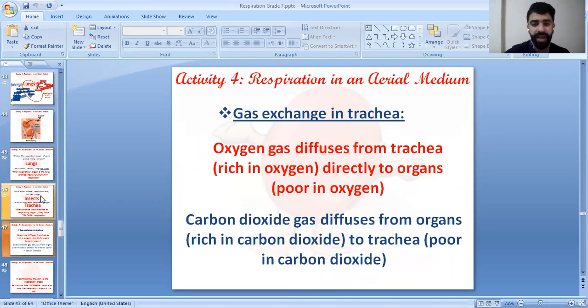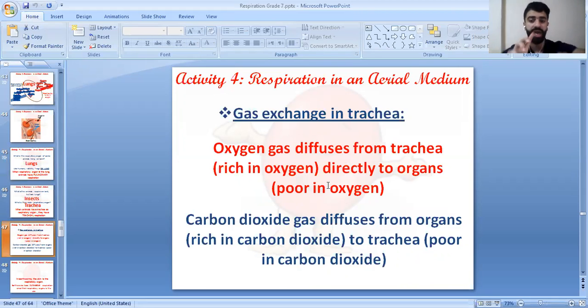So let's continue, please, about the gas exchange. Diffuses. What is the meaning of diffuses, if you remember? Diffuses means moving from a medium of high amount, high value, to a medium of low amount or low value. So oxygen gas diffuses from the trachea that's rich in oxygen to the organs that are poor in oxygen. So the oxygen gas moves from a medium that contains a high amount of oxygen to a medium that contains a low amount of oxygen. This is the meaning of diffusion.